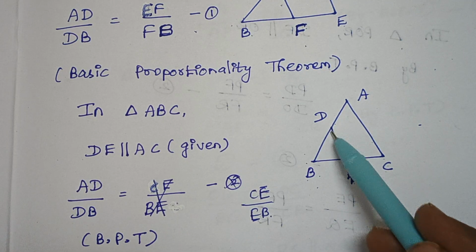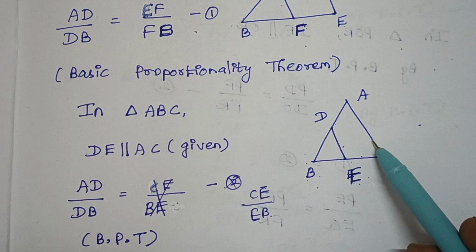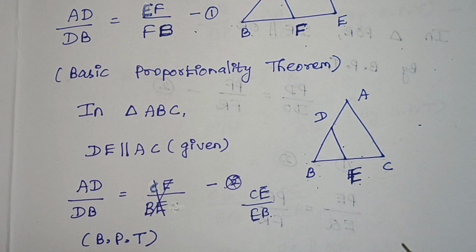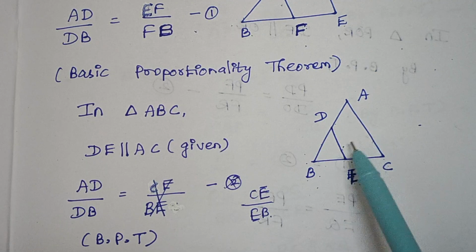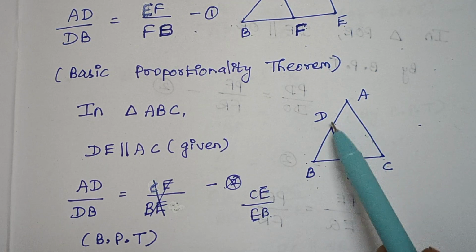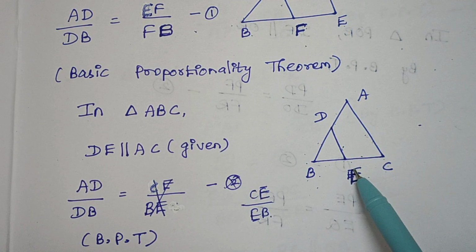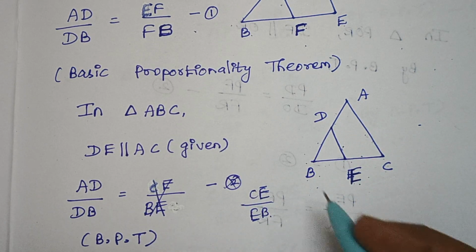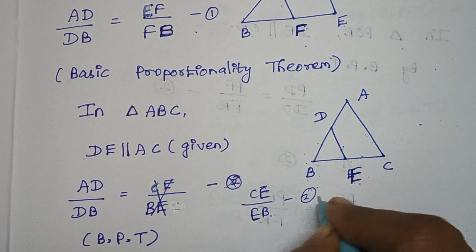So when a line is parallel to the third side of the triangle, it divides the sides of the triangle in the same ratio or in the same proportion, right? That is known as basic proportionality theorem. Since these two lines are parallel, then obviously the sides should be proportional. That's why we are writing in the form of ratio, right? So name this as equation number 2.